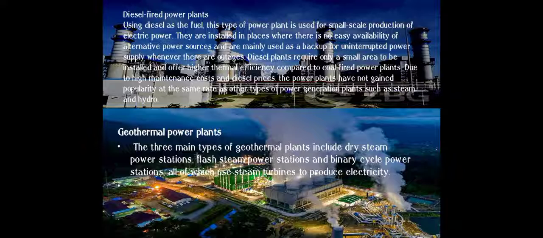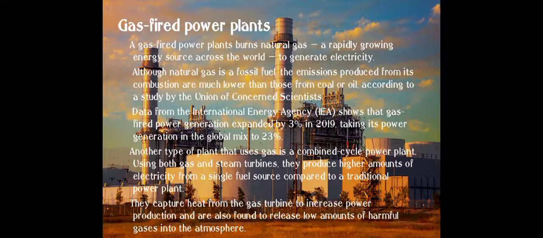Geothermal power plants. The three main types of geothermal plants include dry steam power stations, flash steam power stations, and binary cycle power stations, all of which use steam turbines to produce electricity. Gas-fired power plants. A gas-fired power plant burns natural gas, a rapidly growing energy source across the world, to generate electricity. Although natural gas is a fossil fuel, the emissions produced from its combustion are much lower than those from coal or oil, according to a study by the Union of Concerned Scientists.